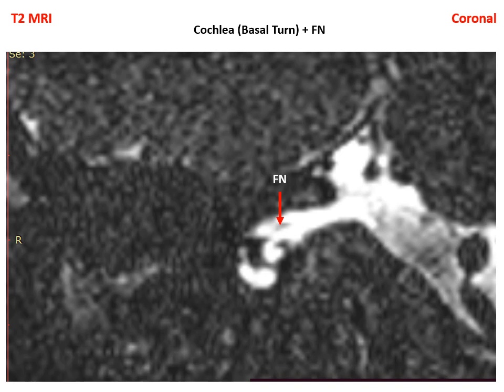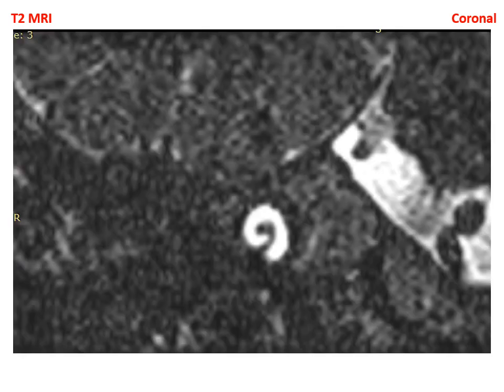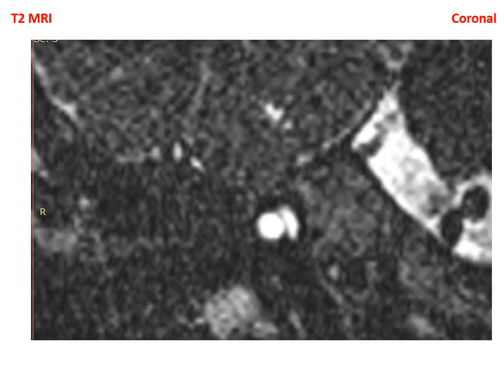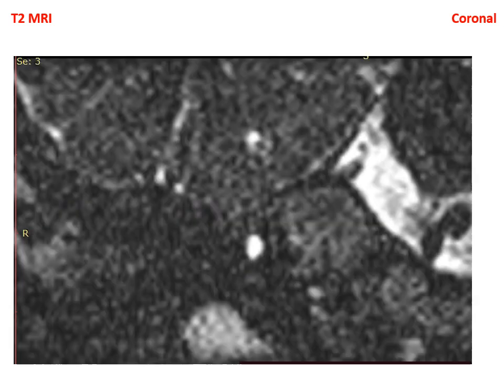This is the facial nerve, and this is the cochlea, the basal turn. Moving anterior, we can start to see the basal turn as a coil, and then the middle turn will start to show, the middle and apical turn, and then the basal turn will disappear, and we will have only the apical and middle turn.